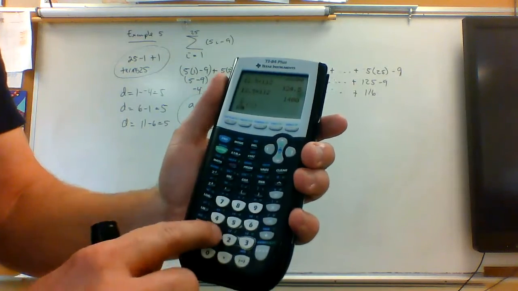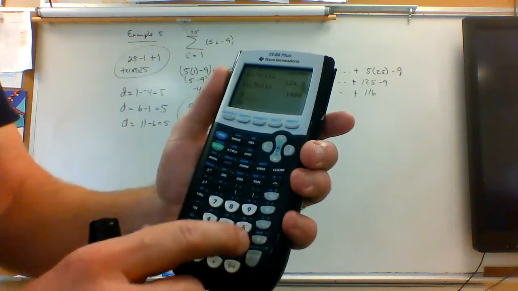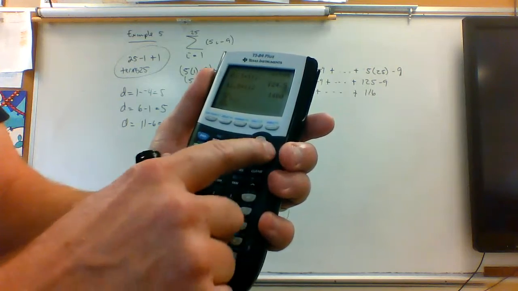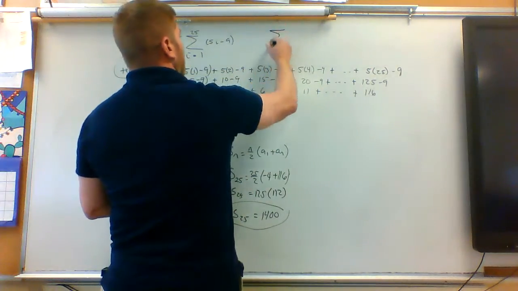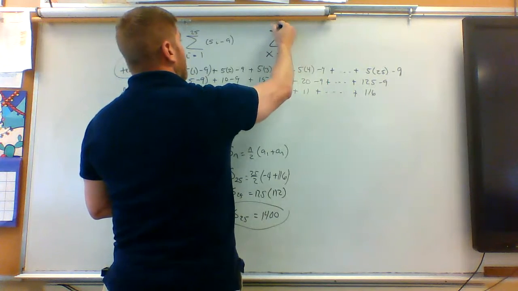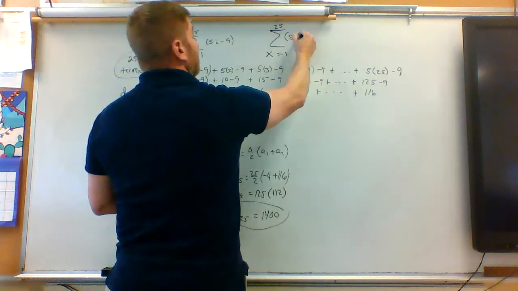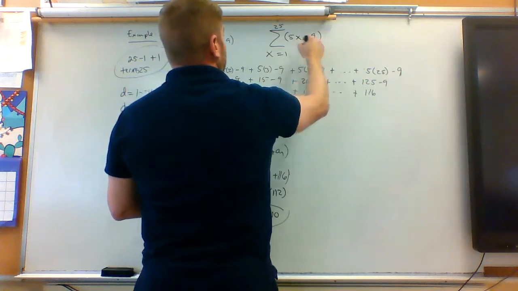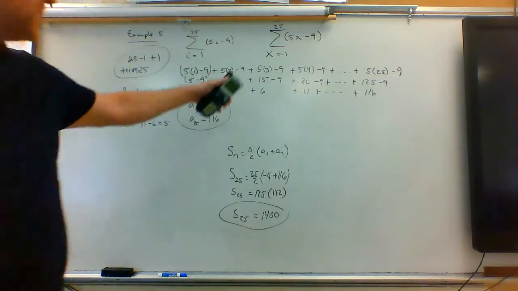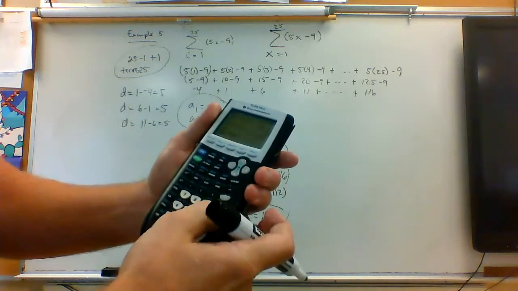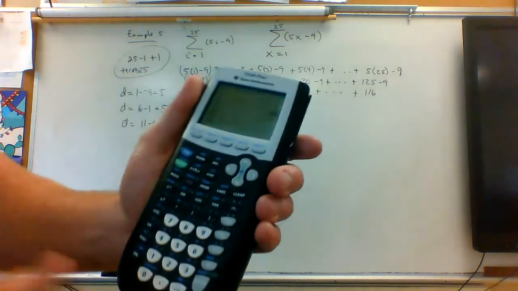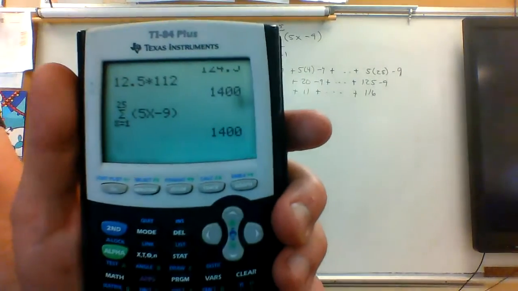X equals 1, and then hit the up arrow key to 25. Now, the only thing here is since I used X for I, and I wrote it this way, X equals 125, then it's got to be 5X minus 9. You got to put an X there because that's the variable that you put on your calculator. And you could go 5X minus 9, enter, and it will give you 1,400.